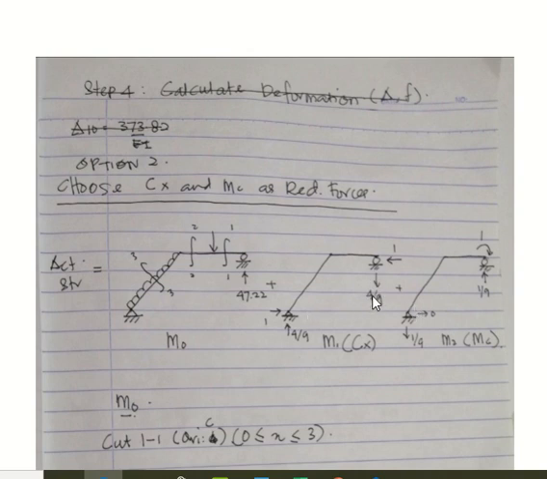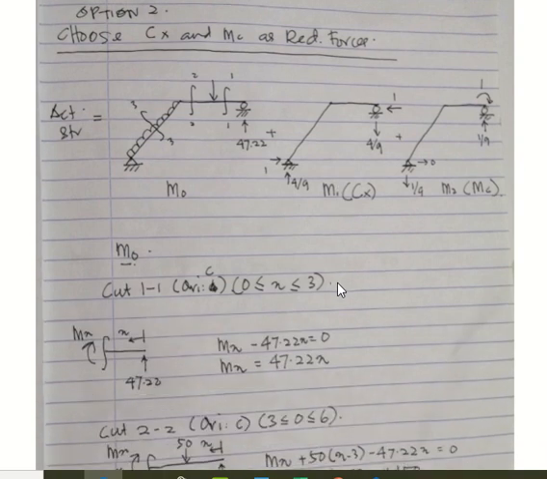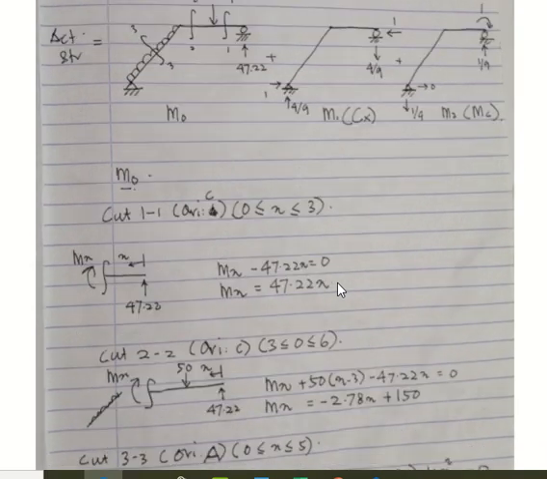Then you calculate all the reactions: 4 over 9, 1 here, 4 over 9 here, 1 over 4, 1 over 9, 1 over 9 here. This is the reaction for our redundant structure. Then as for option number 1, next we are going to calculate the moment for the primary structure, the moment for redundant number 1, and the moment for redundant number 2.